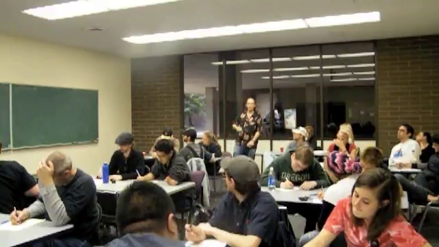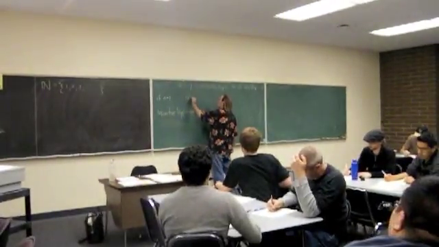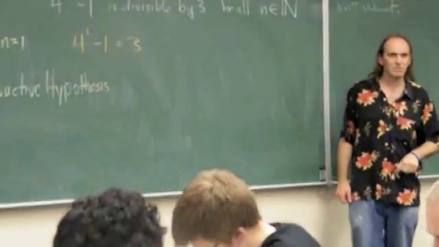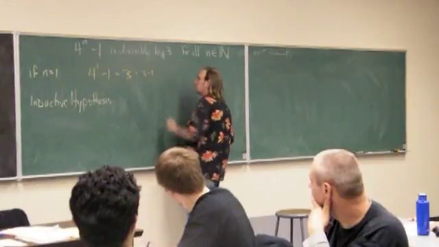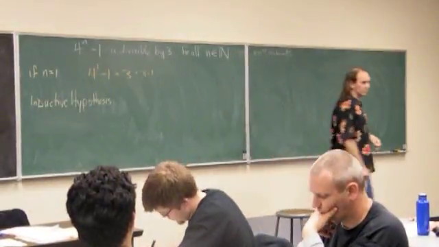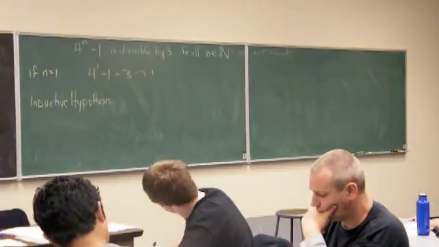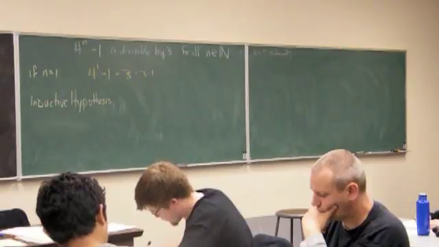What's the smallest natural number? 1. So our base case is, is 3 divisible by 3? Absolutely. And we know that because it's 3 times 1. So when you divide by 3, you'll get a value of 1 with 0 remainder. Now, what would our inductive hypothesis be?